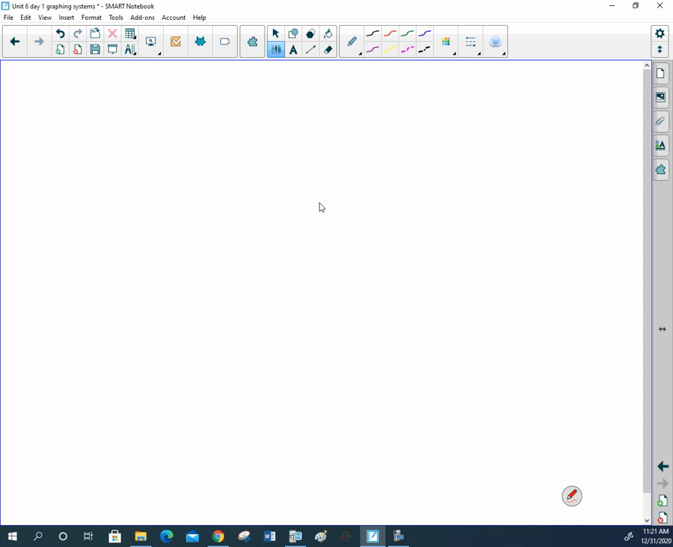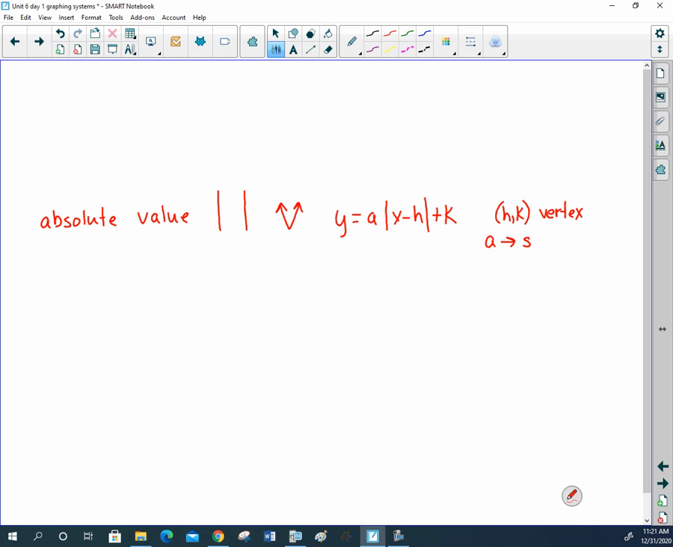So we did absolute value. So the absolute value, and you're going to see absolute value symbols on that one. And that one is the V shape. And it would look something like this. And HK is your vertex. And then A is the slant. It's basically the slope. But you go in both directions to make a V shape. So I think that was the first one we learned.